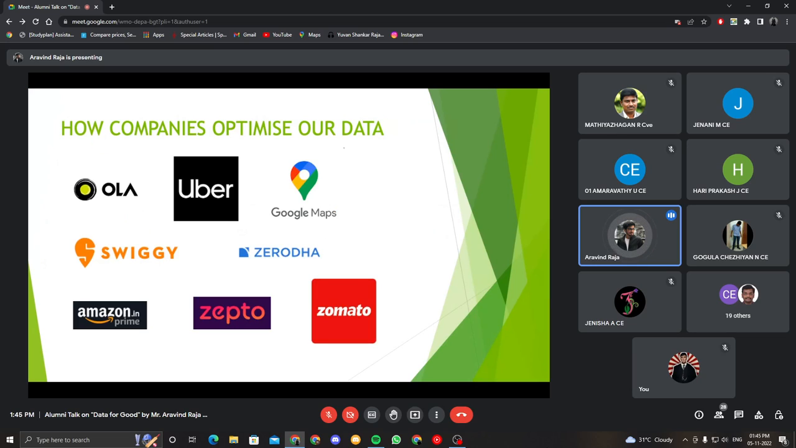So let's see how companies optimize our data. These are big companies which we use on a daily basis. If you see Ola, Uber, obviously you know that the rates are now not fixed. So let's compare this scenario where we have fixed rates and a conventional, or data-based, business.